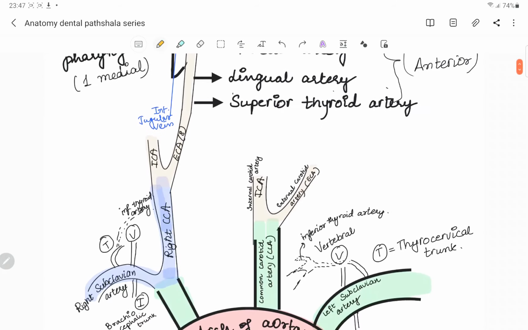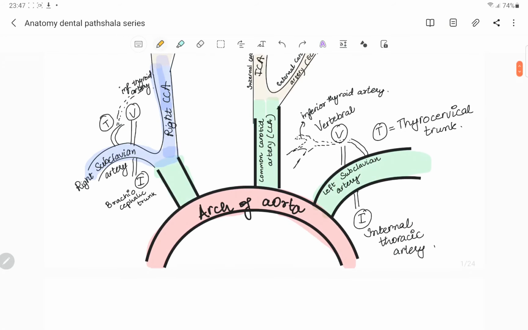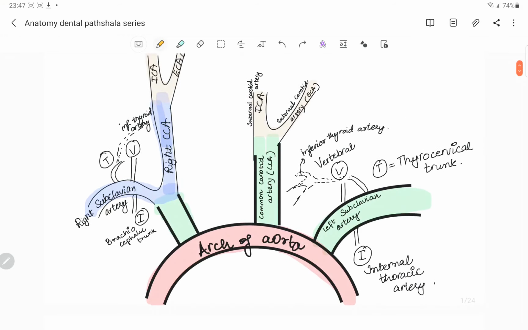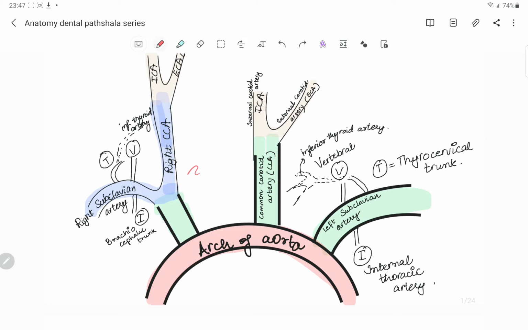In the arterial supply of the head and neck, we talked in one of the previous lectures that the arch of aorta gives rise to the brachiocephalic trunk, the left common carotid artery and the left subclavian artery. We have also studied that the brachiocephalic trunk is only on the right side. It gives rise to the right common carotid artery and the right subclavian artery. On the other hand, on the left side, the left common carotid artery and the left subclavian artery directly arise from the arch of aorta.